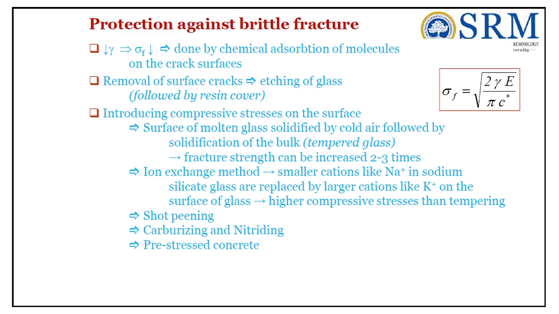So what is the protection against brittle fracture? The Griffith equation is sigma f equal to root of 2 gamma E divided by pi c. The removal of surface cracks, such as etching of a glass followed by a resin cover, is one way of protecting against brittle fracture. Reducing gamma, the surface energy, can reduce sigma f, done by chemical adsorption of molecules on the crack surface, or by introducing compressive stress on the surface of molten glass solidified by cold air followed by solidification of the bulk. Other methods to reduce brittle fracture are shot peening, carburizing and nitriding.